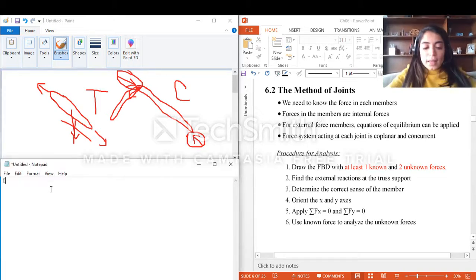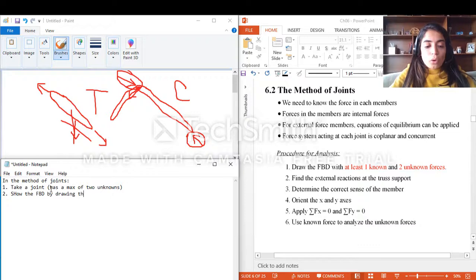So basically, guys, in the method of joints, the steps are: 1, I should take a joint, and pay attention here in the first step. You should choose the joint that has a maximum of 2 unknowns because I only have 2 equations here. Second, show the free body diagram by drawing all the forces on this joint.